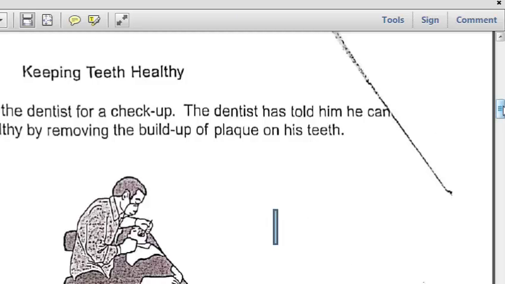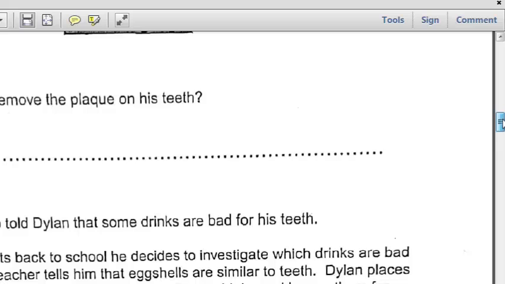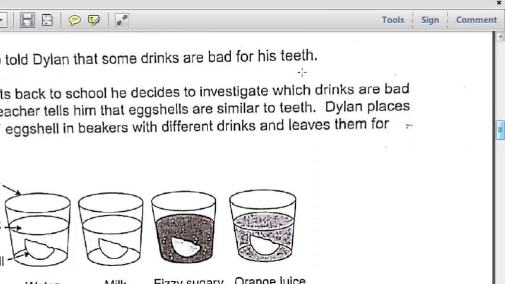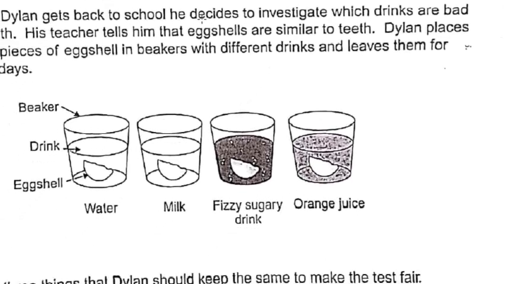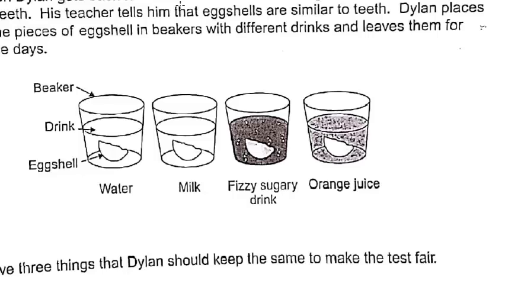How can Dylan remove the plaque on his teeth? How can he do that? By brushing his teeth. The dentist also told Dylan that some drinks are bad for his teeth. When Dylan gets back to school, he decides to investigate. He decides to make an investigation. Which drinks are bad for teeth? So this is going to be the question of our investigation.